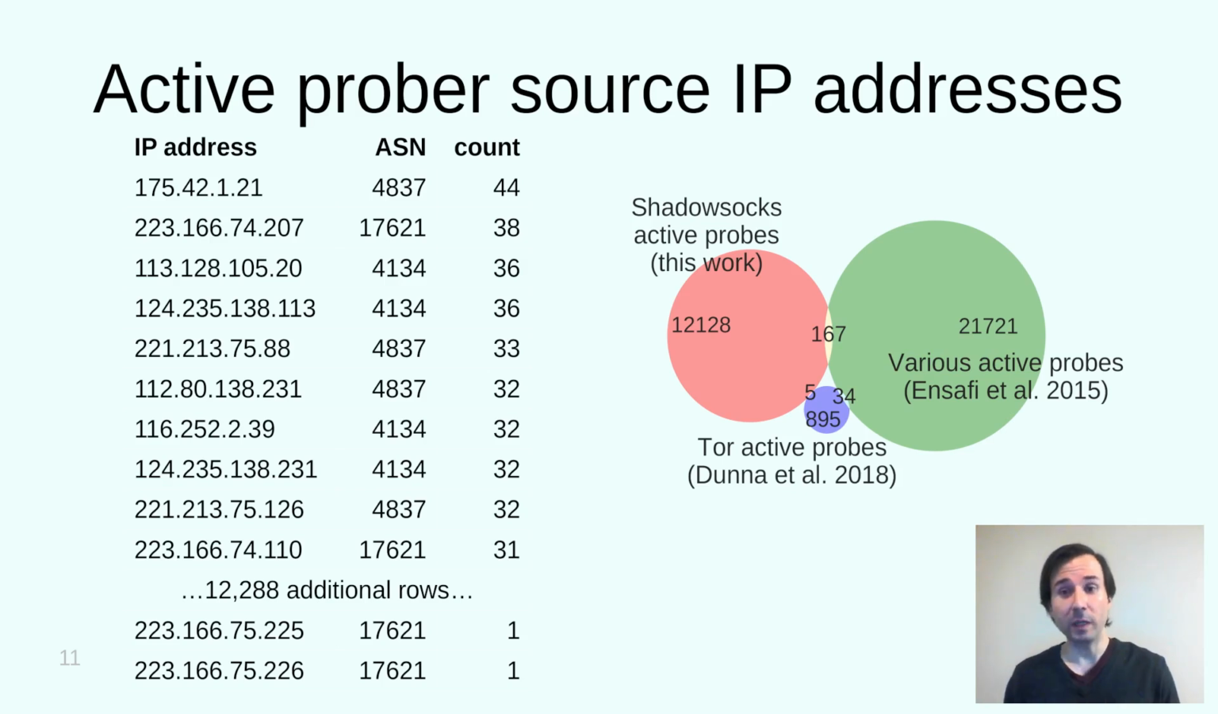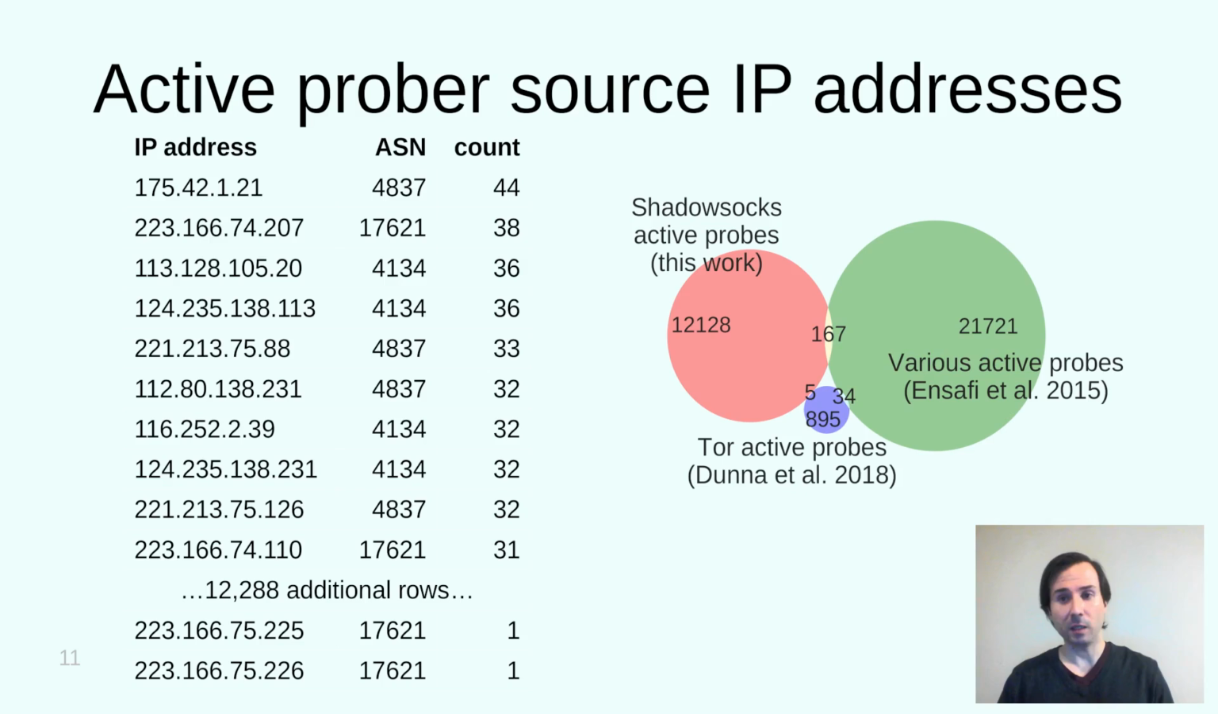All right, moving on to the origin of the probers. Over those 4 months, the authors' Shadowsocks servers received over 50,000 active probes, and those came from over 12,000 different IP addresses, which all geolocate to China. So a consequence of this observation is that it's not possible to simply enumerate all the active prober IP addresses and ban them from your server. It also isn't surprising because prior research studying active probing has also found large numbers of IP addresses being used to send active probes.